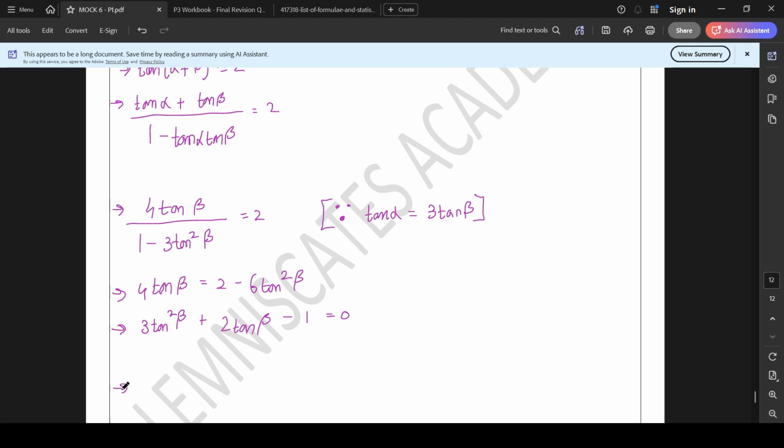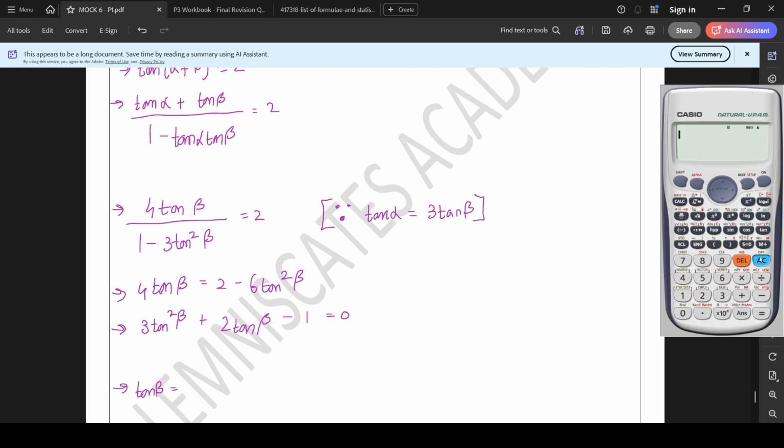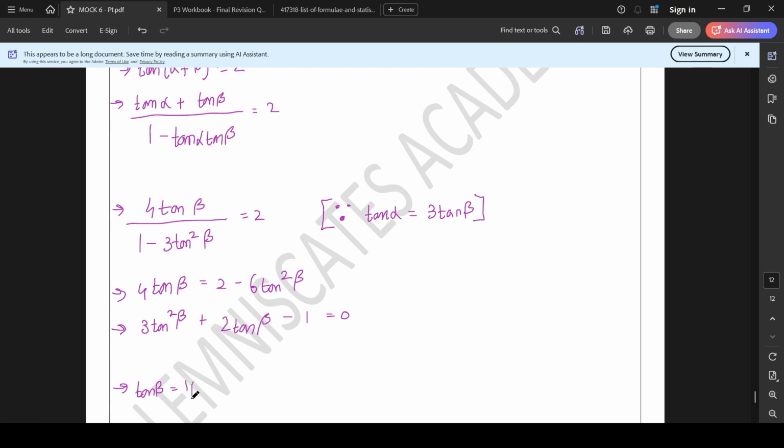Now I can use my CAIE calculator to find the values of tan beta. So let me open my CAIE over here and I'll be getting mode 5 3. In this I'm going to get A as 3, B as 2, C as minus 1, and I got tan beta as 1 by 3 and minus 1. So I got two factors, 3 tan beta minus 1 and tan beta plus 1.